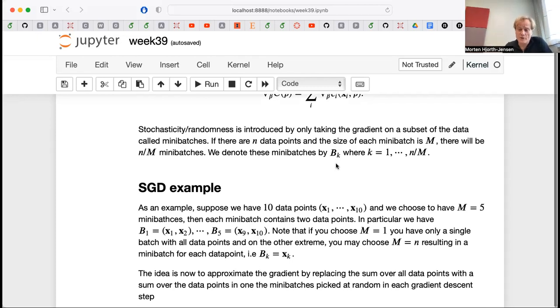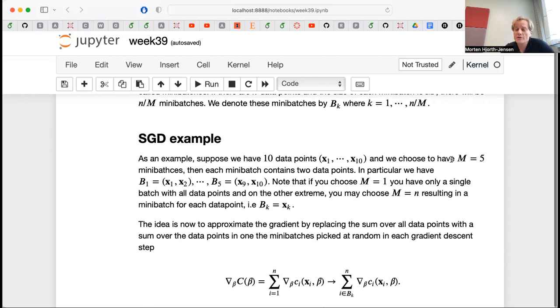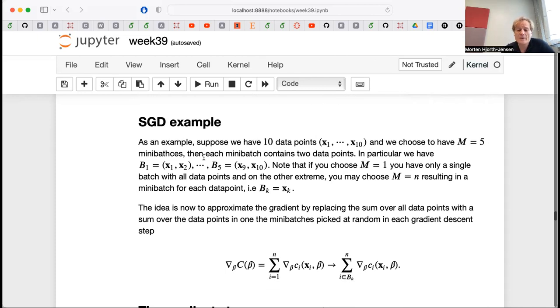So the example which you see here is pretty simple. If you have something like 10 data points and you choose 5 mini batches, what you would have then would be batch 1, which could be x1, x2, and then up to batch 5, x9 and x10, or they could be sorted randomly. So if you choose m equal to 1, you have only one single batch with all the data points. If you choose m equal to the number of points, then it results in a mini batch for each data point.